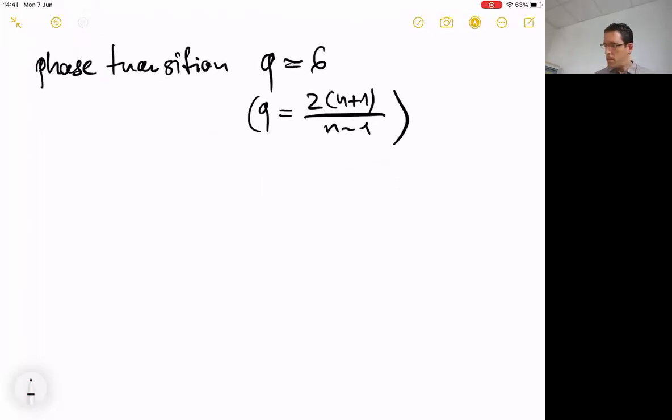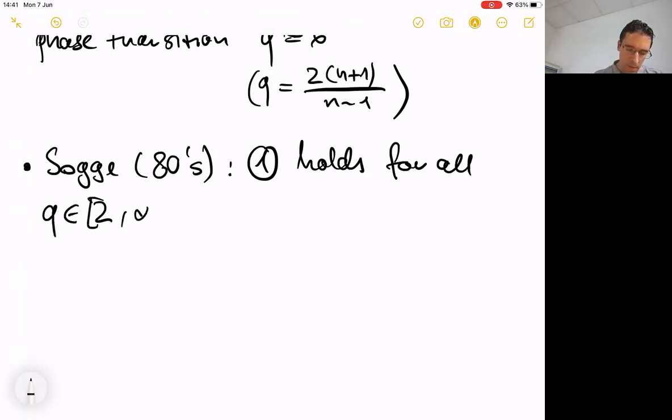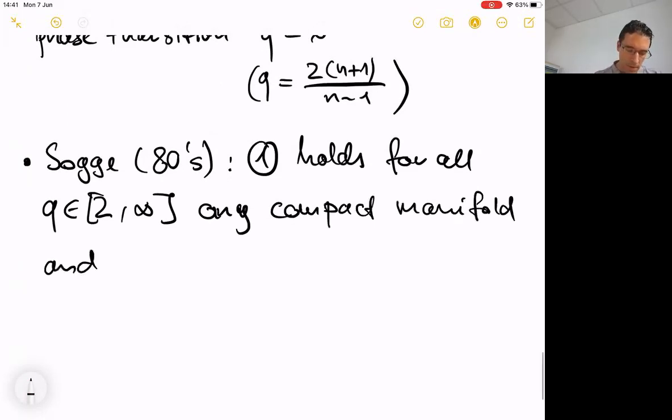Okay, and what is known, what Sogge proved in the 80s, is that the spectral cluster bound holds for all Q between 2 and infinity on any compact manifold. And it's sharp. Basically, you can transplant these examples on the sphere to any compact manifold, and the examples on the sphere can be shown to be sharp.